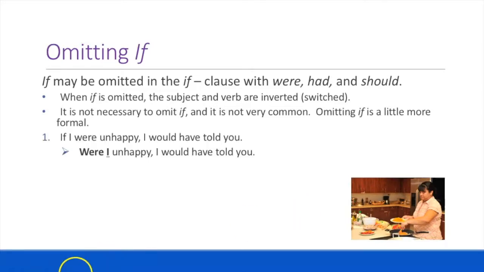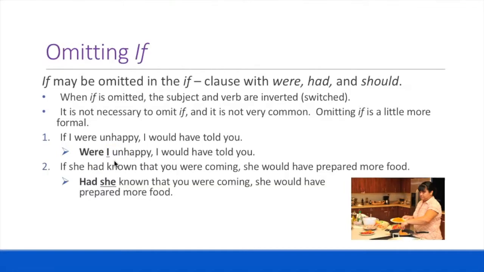So here's an example. If I were unhappy, I would have told you. So we can omit if, and then we switch the subject and the verb. Were I unhappy, I would have told you. This has the same meaning. Keep in mind, this is not a question, even though we have the verb first and then the subject. It has the same meaning as if I were unhappy.